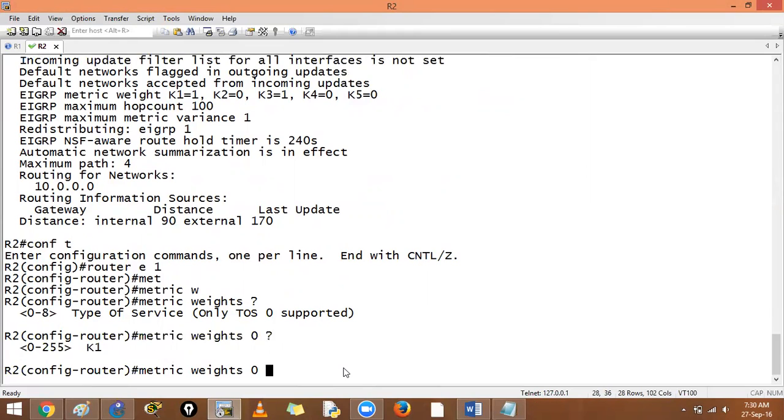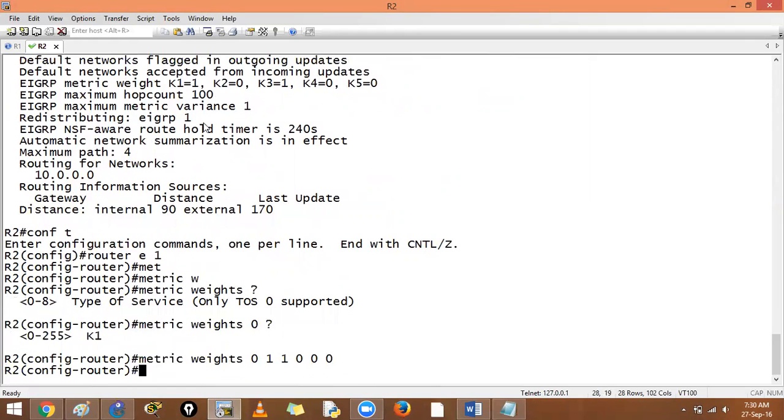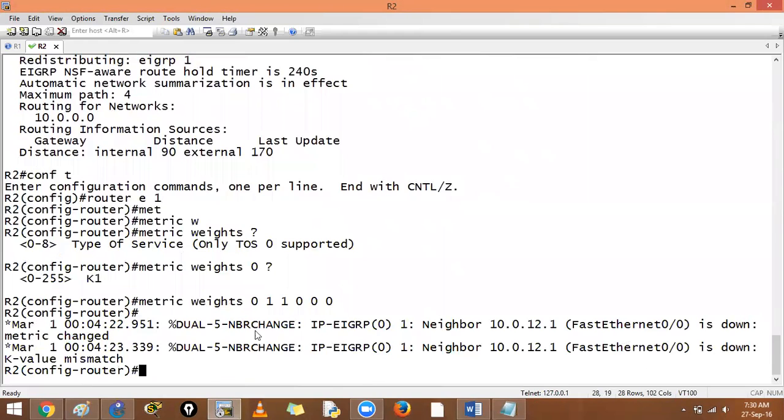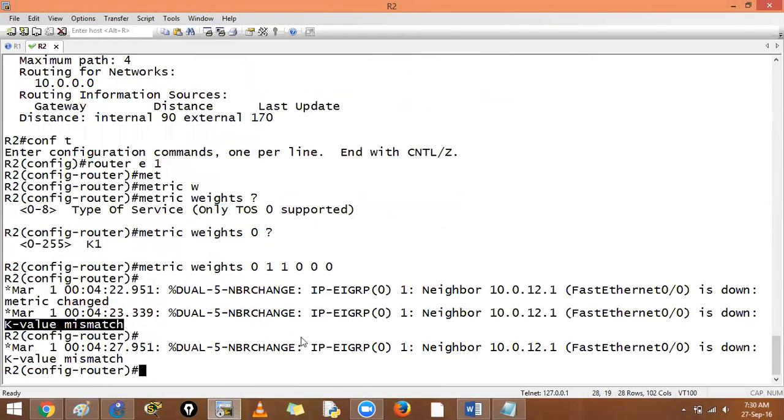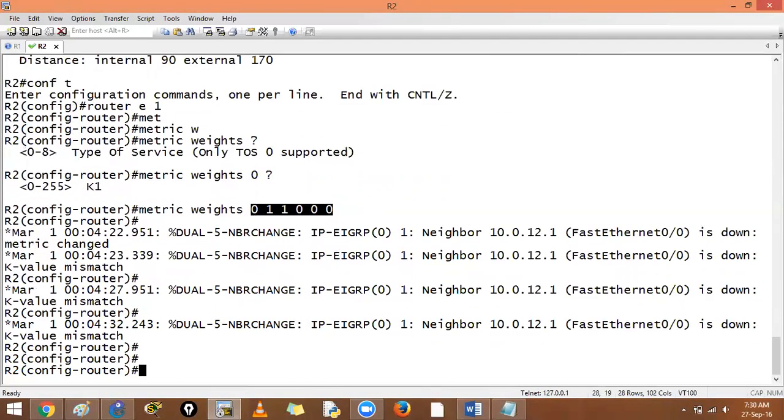If you say what is the bandwidth, load, delay, I'll just change the bandwidth a little bit. So now if I check, see here it says neighbor went down. Why? Because the K values are mismatching. His and my metric calculation terms are not matching. See, it will come up.